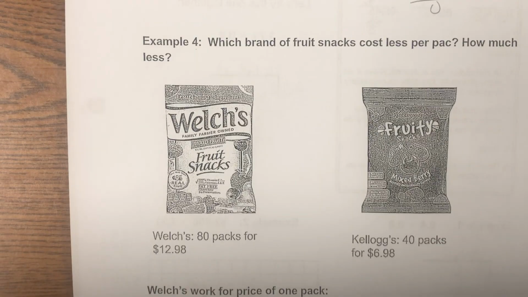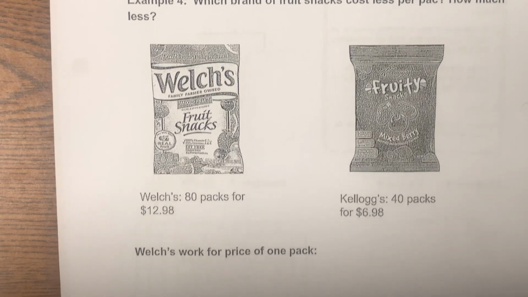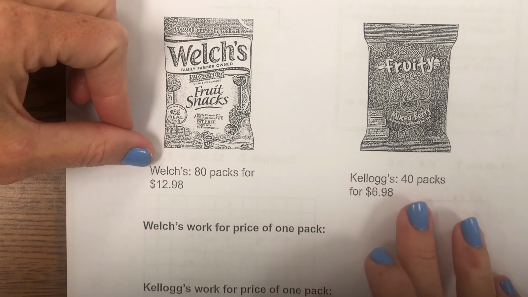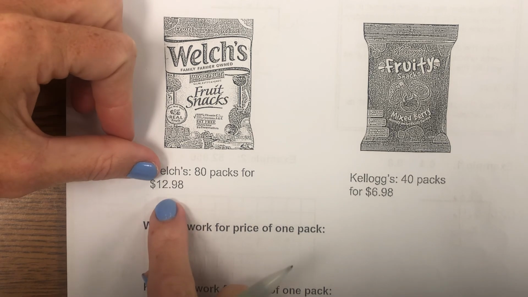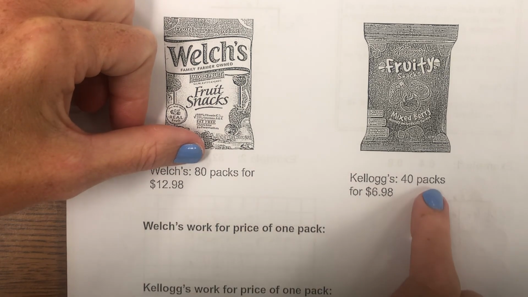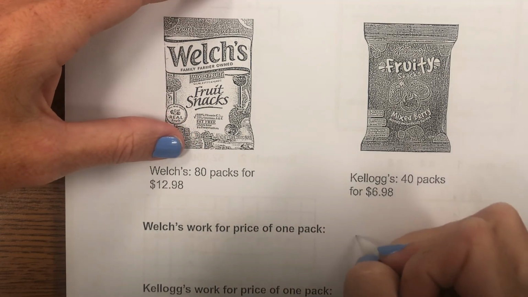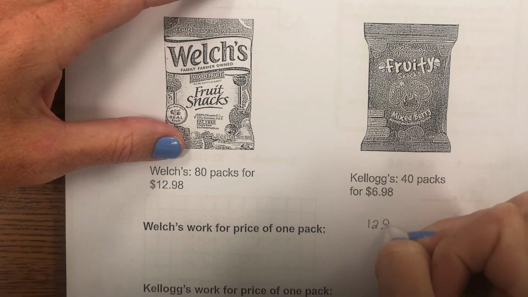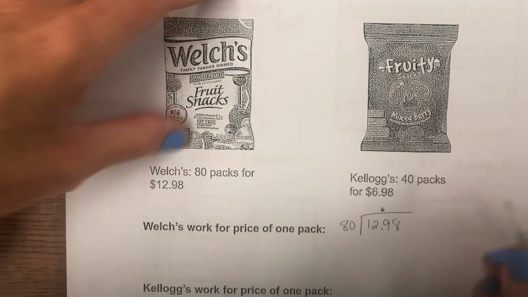Example 4, which brand of fruit snacks costs less per pack? How much less? All right, so Welch's is you get 80 packs for $12.98. Kellogg's 40 packs for $6.98. Now Welch's costs more, but you get more. Okay, so we're going to figure out the price of one pack for Welch's first. So we're going to take our $12.98 and divide it by 80 packs to figure out how much one pack cost.